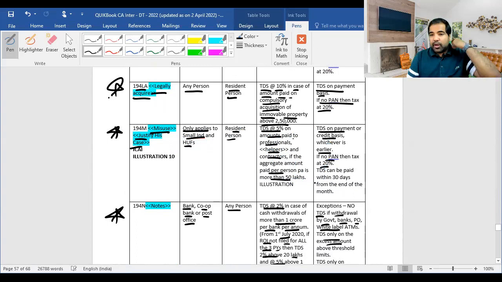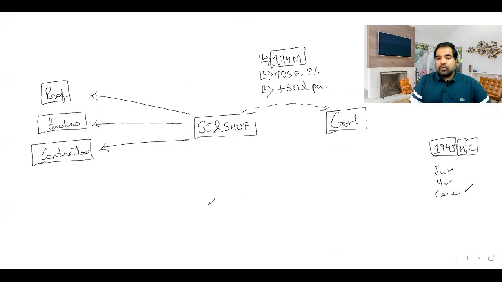And because it's a small individual or small HUF, guys, remember, whenever a small individual or small HUF has to pay, they get 30 days. They don't have to pay within 7 days. They have 30 days to pay after the end of the month. This is 194M, small individuals, small HUFs.